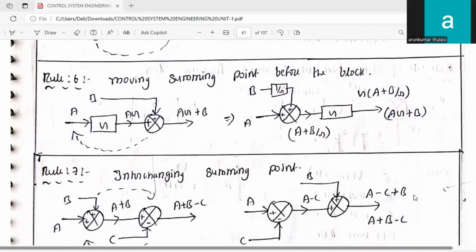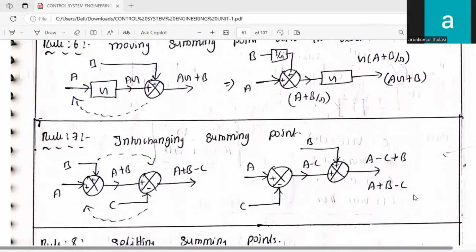Next, rule number 7, interchanging the summing point. We have to interchange the summing point even though there is no change in the input and output relation. So this is summing point 1, summing point 2. Here summing point 1 has the A plus B signals, and summing point 2 has A plus B and C, and finally we get A plus B minus C.